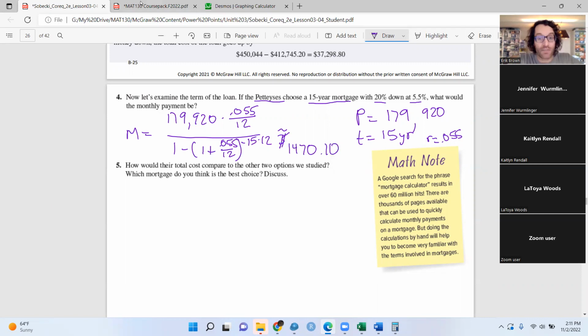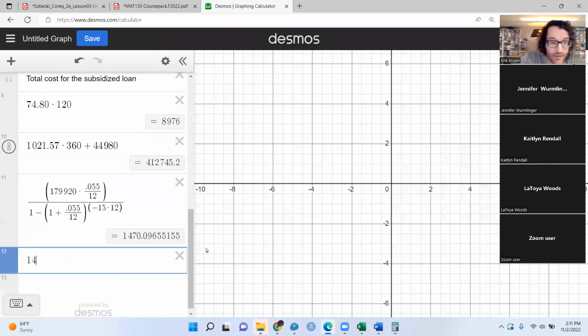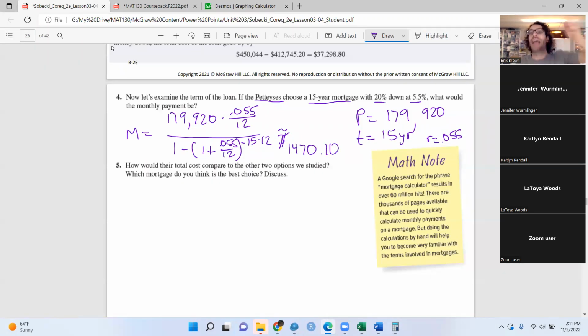So check what's happening. We're increasing the monthly payment, right? Before it was 1,021.57. So we're increasing the monthly payment by, we're paying an extra $448 a month, and it's cutting the time in half that it takes to pay that. So instead of 30 years, we're now doing it in 15 years, and we only had to pay $450 more, roughly. So let's get the total cost for this one.